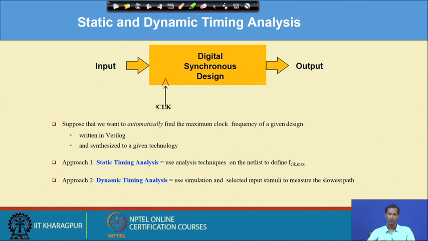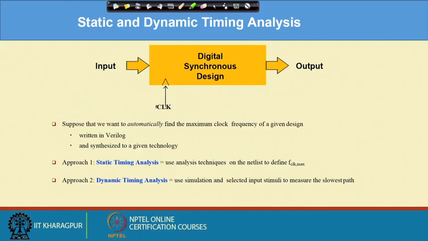So, these are the two conditions where we use static timing analysis and where we use dynamic timing analysis, for any system design which has to be in chip format, or which has to run in real time.